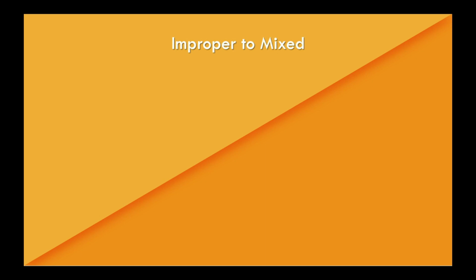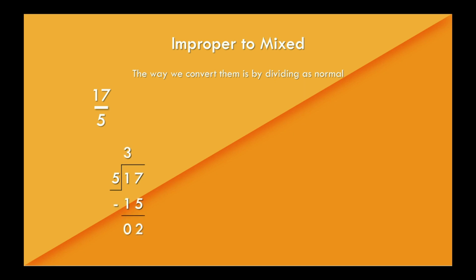The way in which we change an improper fraction to a mixed fraction is as we've seen it done previously in the division video, by dividing. Taking the example of 17 over 5, we know that this means 17 divided by 5. So we divide it as normal. When doing this division, we end up with a final remainder of 2 and an answer above as 3. So 3 becomes our whole number, and 2 over 5 becomes our fraction, the 2 being from the remainder and the 5 from the divisor.